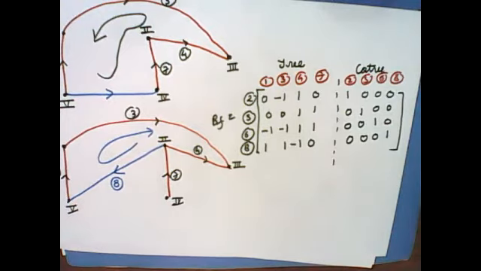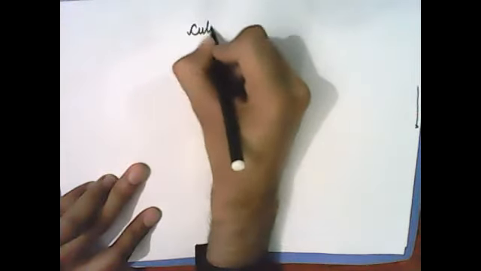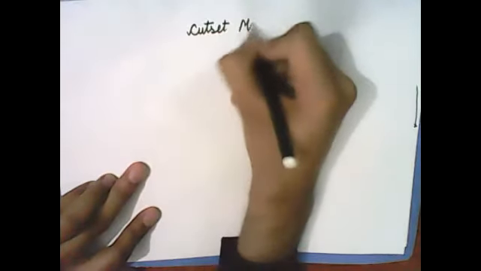Fine. This is it. Now we will move on to another class of matrices, and I think this should be the last topic for this unit, which is called as a cut set matrix. So this is a cut set matrix.